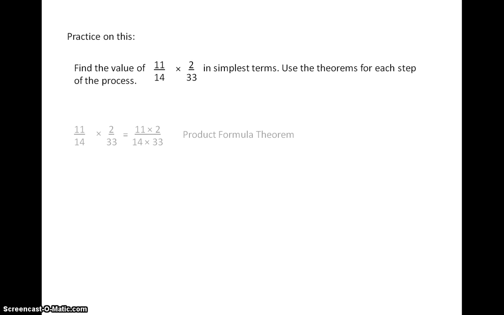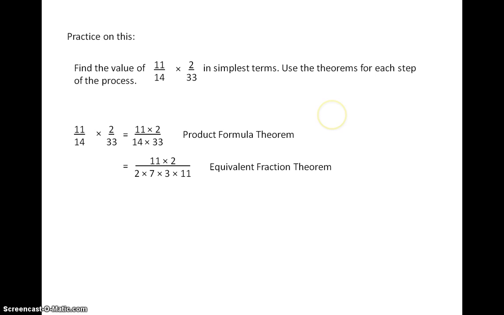Okay, first of all, you start by writing the original problem, which is 11/14 times 2/33. An equivalent way of writing that is using the product formula, putting all the numerators on top and all the denominators on the bottom and multiplying, showing 11 times 2 over 14 times 33. From here I can factor my numbers, though not anything on the top, since the numerators don't have anything to factor. But on the bottom I can write 14 as 2 times 7, and 33 as 3 times 11.